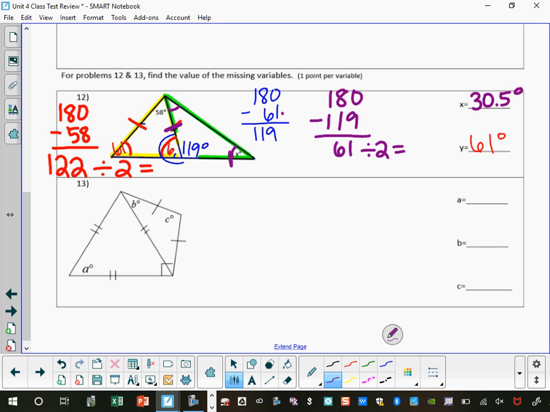So that means this angle down here was 30.5, and this angle here was 30.5. So you guys have to remember, if an angle is side by side, it is a linear pair, so therefore they add up to be 180. All right.